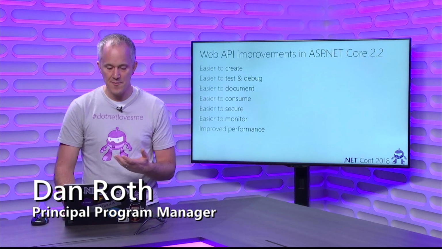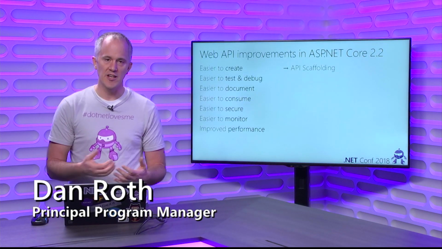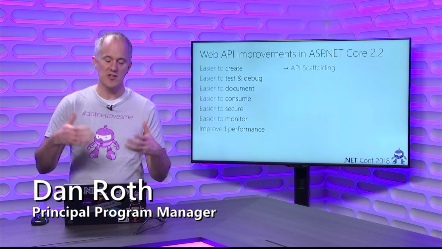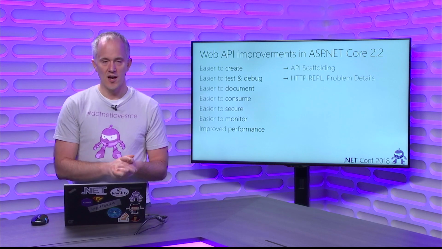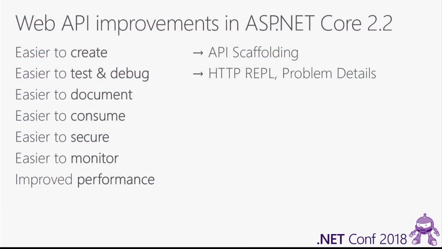All right, so to make APIs easier to create, we give you the scaffolding, and the scaffolders in 2.2 have been updated with the latest conventions. To make them easier to test, you can use the HTTP REPL. To make them easier to debug, we also, like I said, use problem details responses with Trace ID, so you can track them, correlate them with other activities in your system.